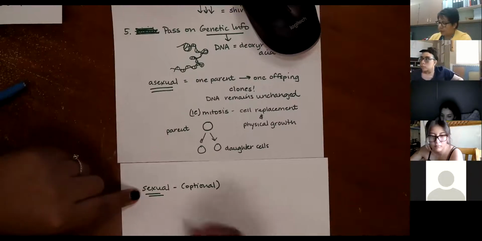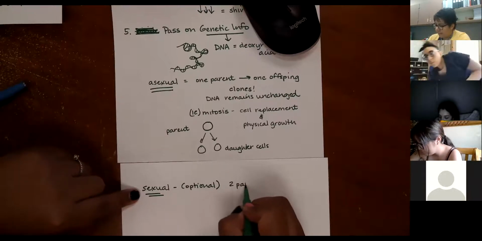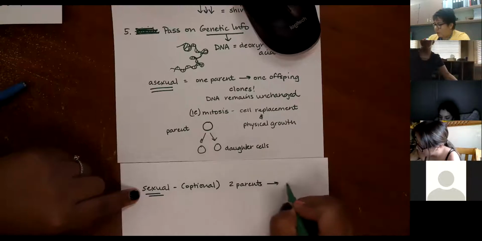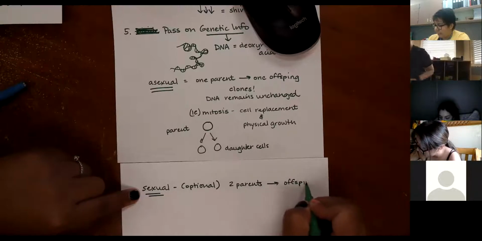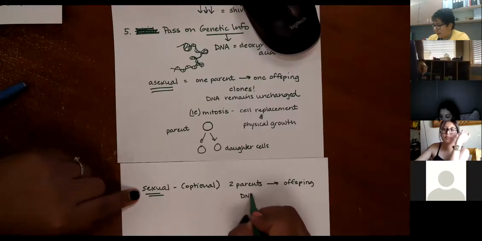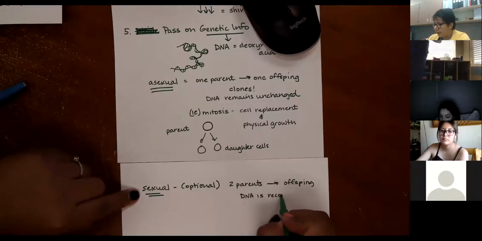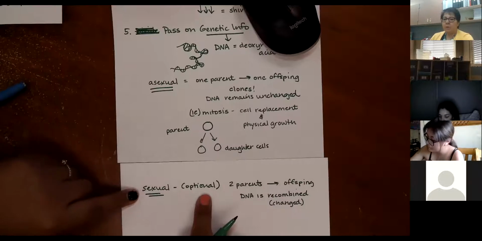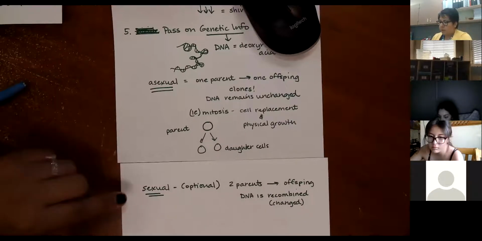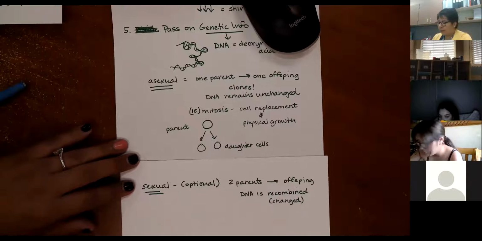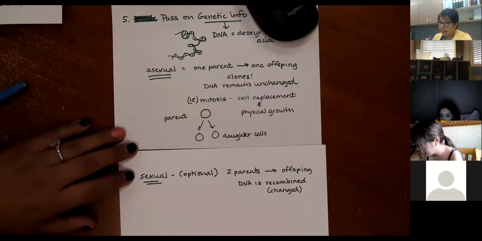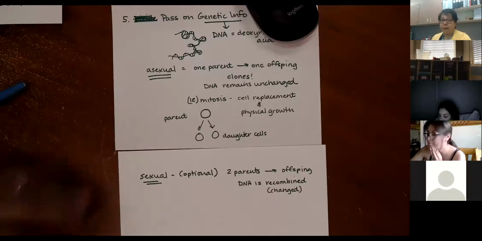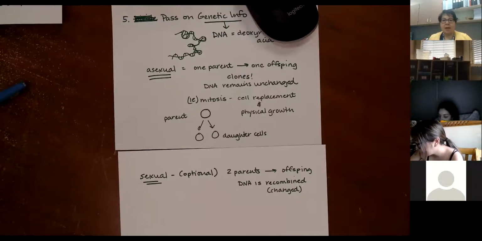But sexual reproduction, where you have two parents to produce an offspring, and the DNA is what we call recombined or changed. This is a whole optional area of a property of life. So having babies is not a requirement for you to be alive. I don't have any babies, but I'm just as alive as those of you that do have babies.